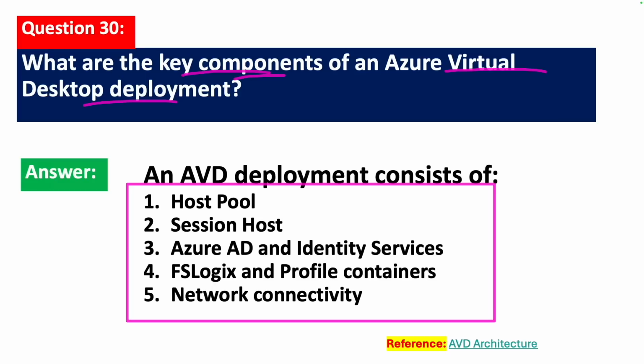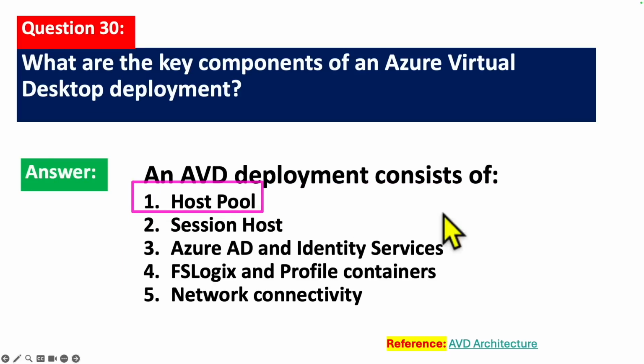So let me take you through one by one. First, what is this host pool? A host pool is a collection of virtual machines that host Windows 10 multi-session or Windows 10 single session or Windows 11 multi-session or Windows 11 single session or any server remote desktop services or applications as well. So it's a bunch of machines that you are trying to host your service. Next is session host. These are the virtual machines within the host pool that users connect to in order to access their desktops and applications.